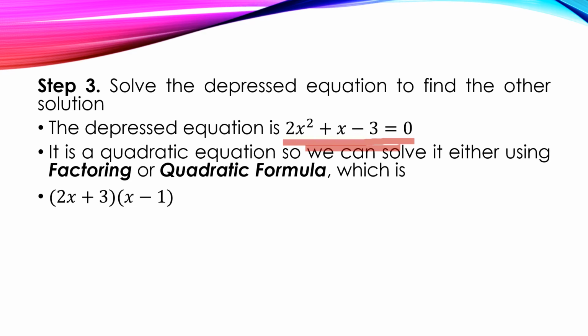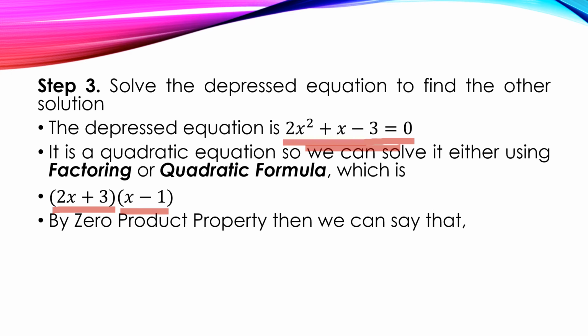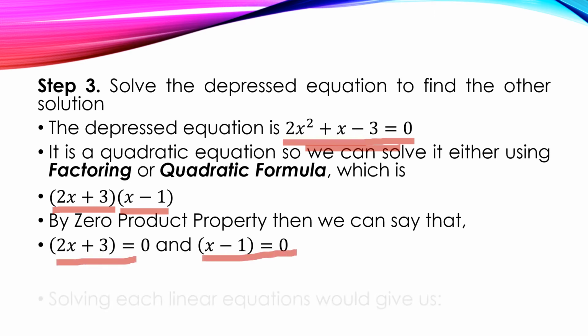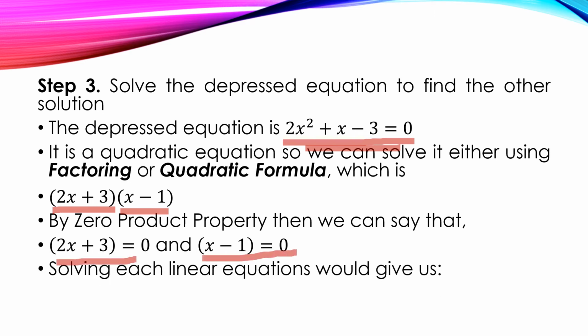So, the factors of the equation 2x squared plus x minus 3 is equal to 0 are 2x plus 3 and x minus 1. At after mo makuha yung factors niyan, by zero product property, then we can say that 2x plus 3 is equal to 0, and then x minus 1 is equal to 0. And then solving each linear equation would give us this. So the first value of x is negative 3 halves, and the other one is 1.